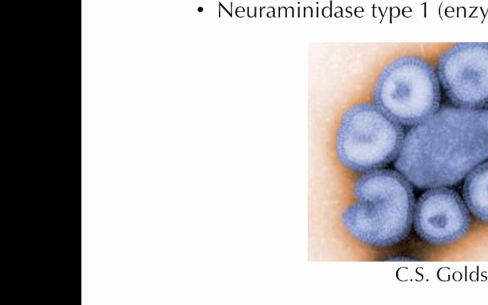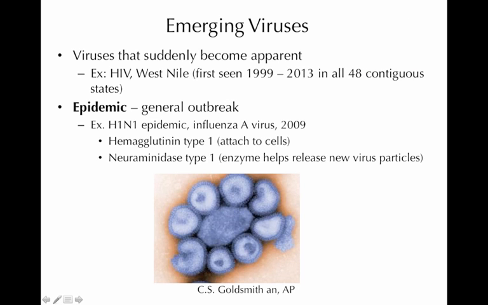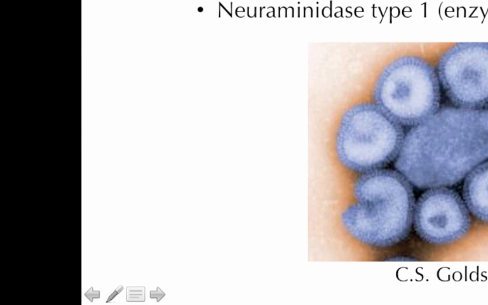Anyway, so H and N, when they name those names, the H part is for one type of protein, hemagglutinin type 1, hence the 1. That's going to help the virus attach to the cells. And then the N part is the neuraminidase type 1, since the N1, and that's the enzyme that helps to release the new viral particles. And this is a picture of what that H1N1 virus looks like.